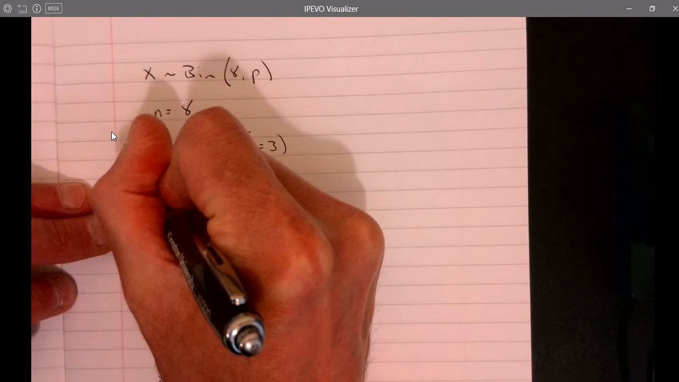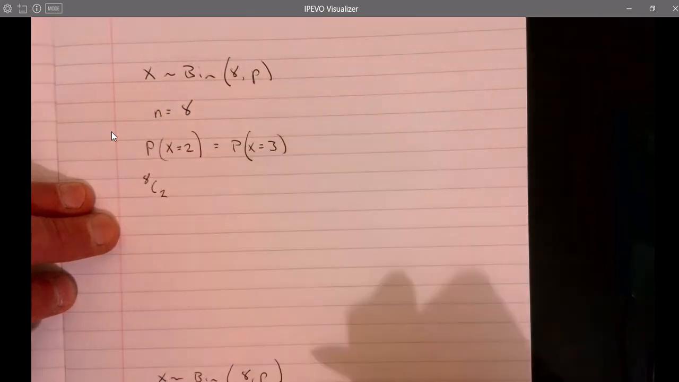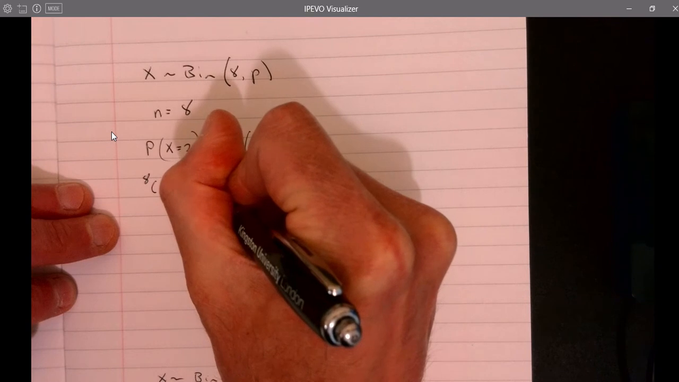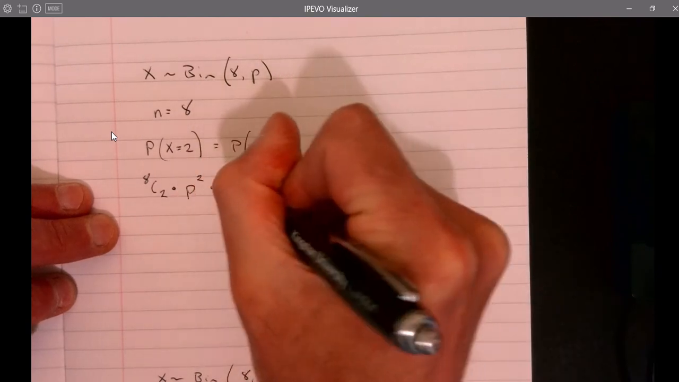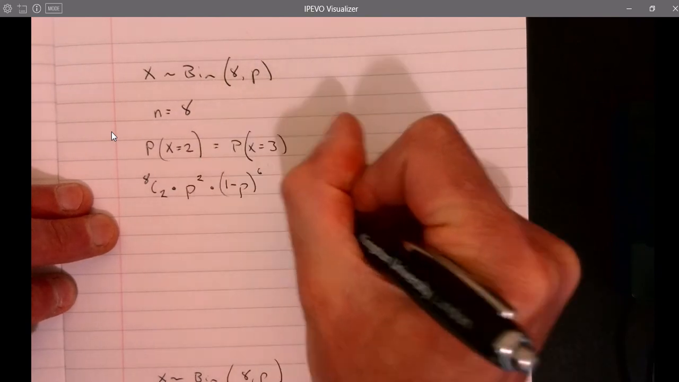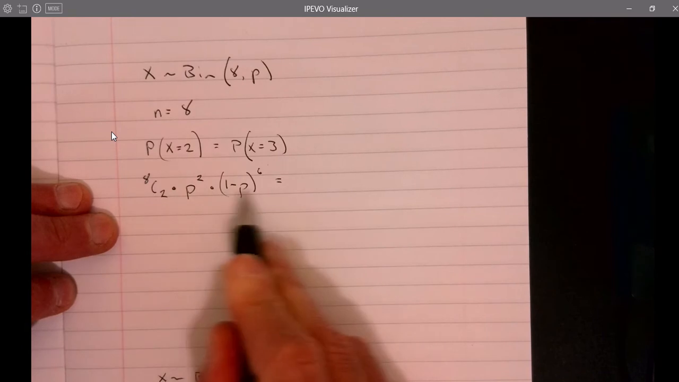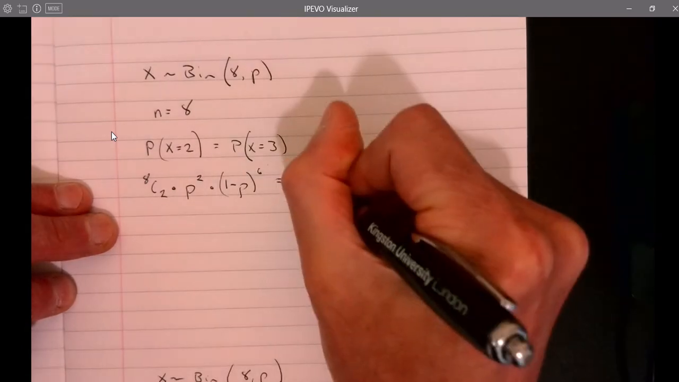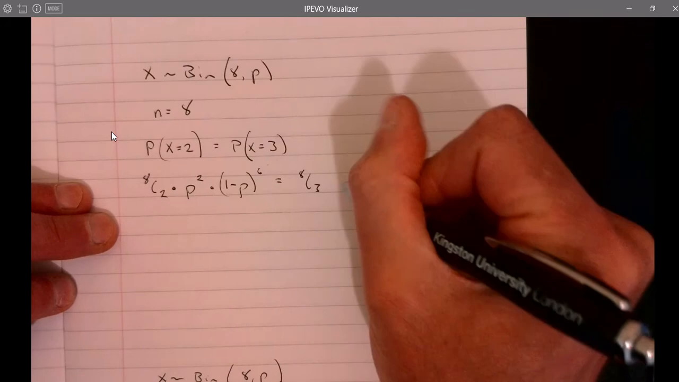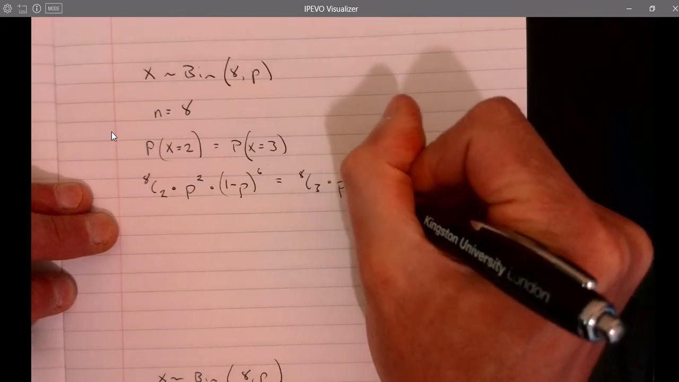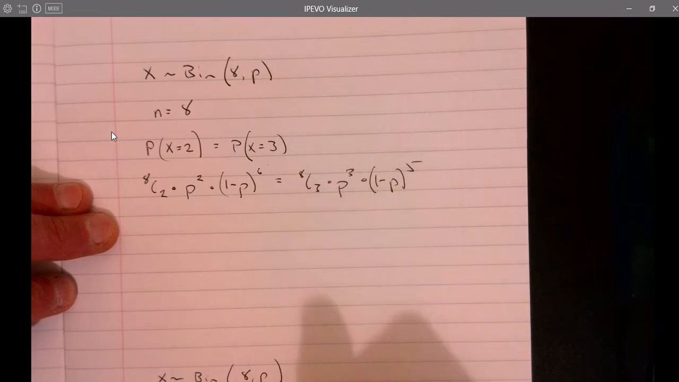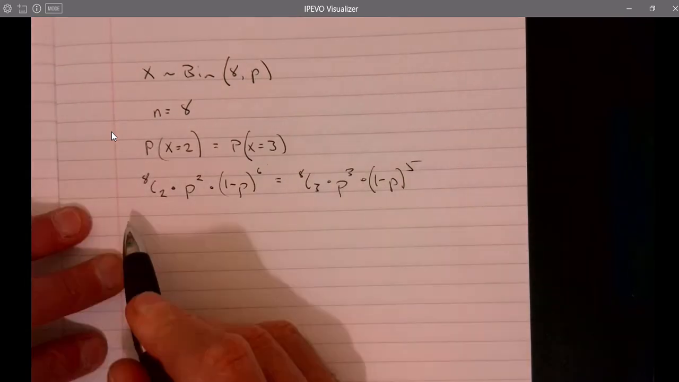So that's 8 choose 2, multiplied by p squared, multiplied by (1 minus p) to the 6. So that's what x equals 2 would be. Now we're going to do exactly the same for x equals 3. So here we go: 8 choose 3, p cubed, (1 minus p) to the 5. Now this is going to drop out quite neatly.